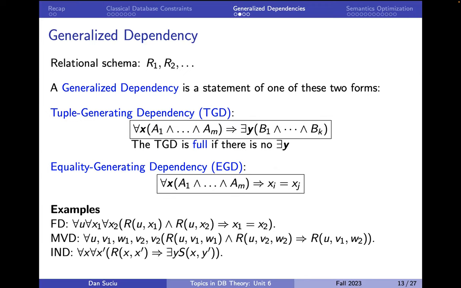And what about an inclusion dependency? What kind of dependency is this? This is a TGD with an existential quantifier. Yeah. You can imagine much richer such dependencies. You can have conjunctions on the left as many as you want. You can have as many conjunctions on the right as you want. You can imagine very powerful constraints.